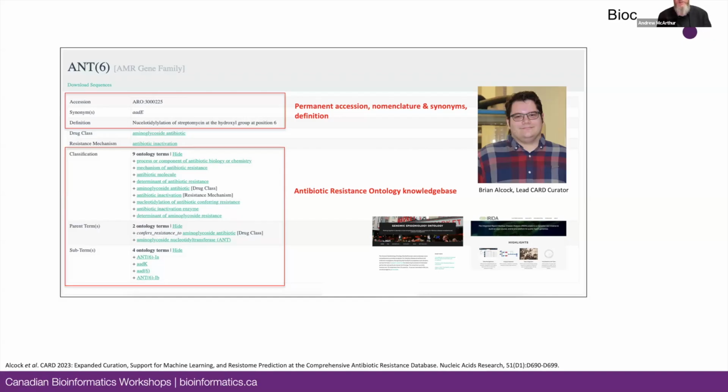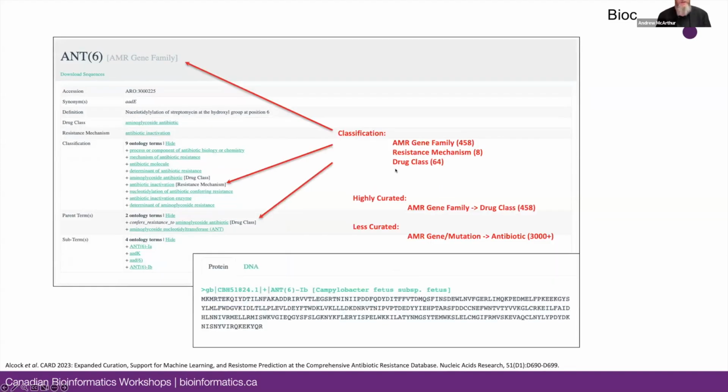If you go to public health agencies in Canada, when they're recording data on prevalence, they're using the terminology in CARD to track things. We work with GenEPIO and IRIDA and lots of efforts to harmonize data. What's guaranteed in CARD is that any gene or mutation will be classified by its AMR gene family, its resistance mechanism, and its drug class. There's almost none that are not curated for drug class. Where the curation is less complete is the relationship between individual genes and mutations and individual antibiotics.